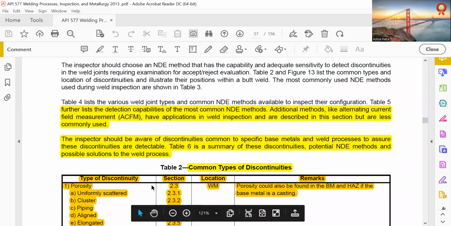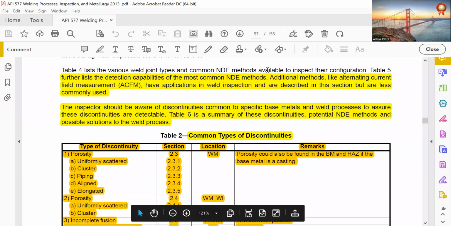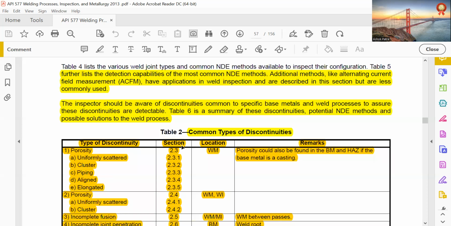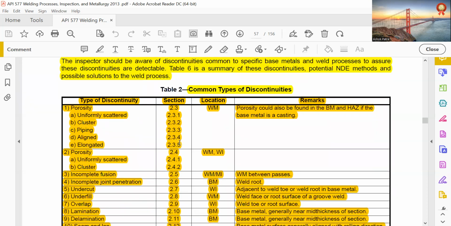The inspector should be aware of discontinuities common to specific base metal and weld process to assure these discontinuities are detectable. Table 6 is a summary of these discontinuities, potential NDE methods, and possible solutions to weld process. Common types of discontinuity: porosity, uniform, scattered, clustered, piping, aligned, elongation.